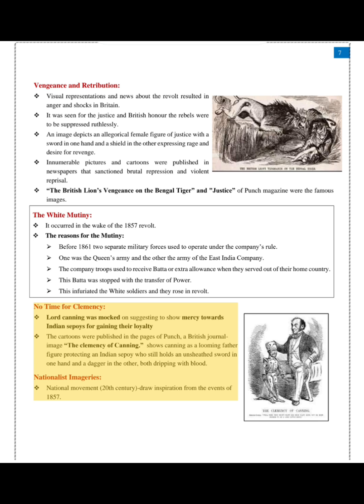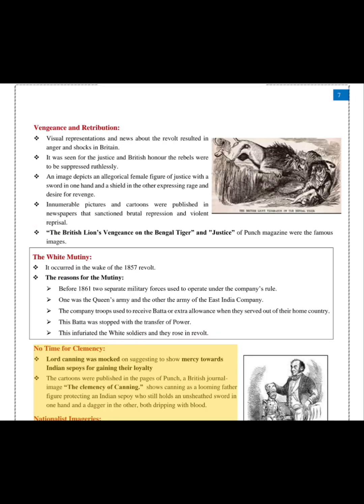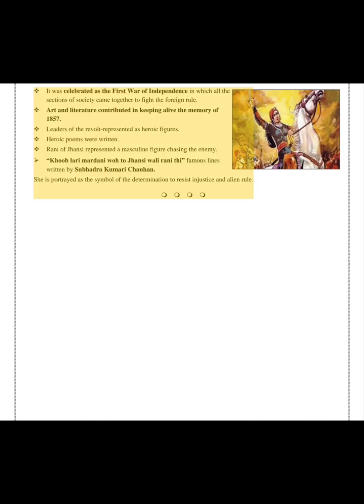Nationalist imageries. The national movement of the 20th century drew inspiration from the events of 1857. 8. It was celebrated as the first war of independence in which all the sections of society came together to fight the foreign rule. Art and literature contributed in keeping alive the memory of 1857. Leaders of the revolt were represented as heroic figures. Heroic poems were written. Rani of Jhansi was represented as a masculine figure chasing the enemy. "Khoob ladi mardani woh to Jhansi wali rani thi" are the famous lines written by Subhadra Kumari Chauhan. She is portrayed as the symbol of the determination to resist injustice.